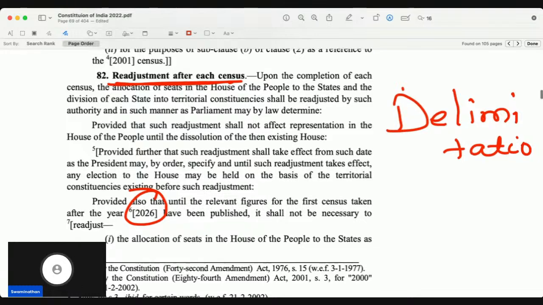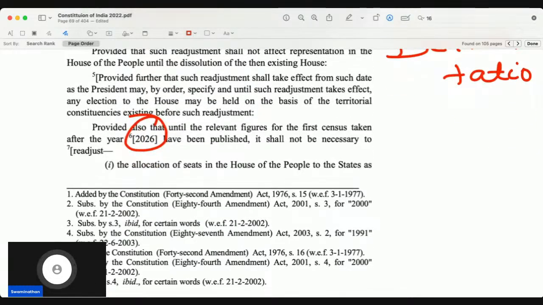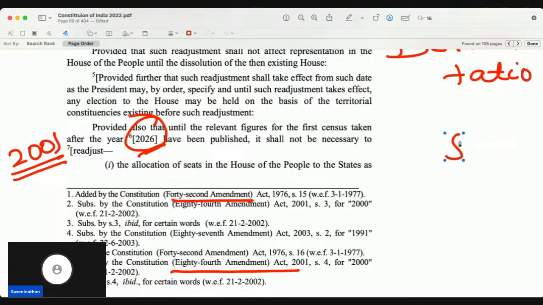When it was paused, it was first paused by the 42nd Amendment Act. Thereafter, the year was taken to be 2001. In the 42nd Amendment, they said that till 2001 there will be no fresh delimitation. But later on, the 84th Amendment Act 2001 extended this pause on delimitation till 2026. So till 2026, the seats cannot be more than 543.